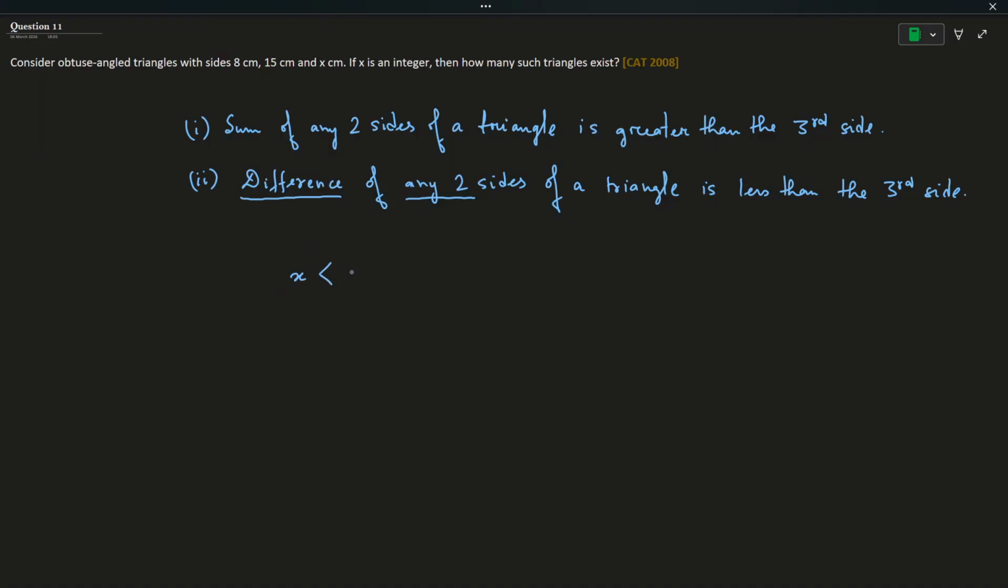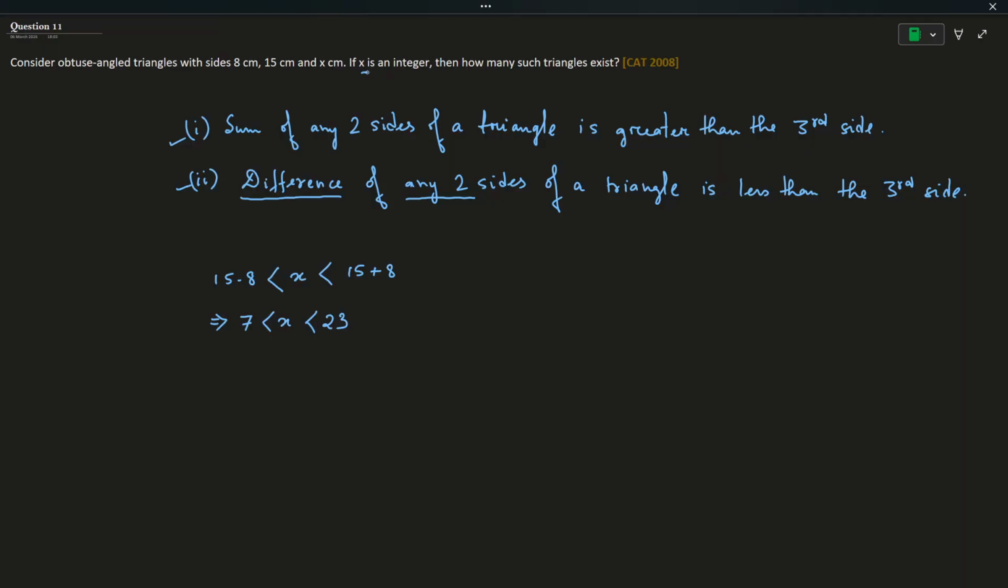So x is the third side, and it is less than the sum of the other two sides, which is 15 plus 8. First property: the sum of any two sides of a triangle is greater than the third side, and the difference of any two sides is less than the third side. I have used property 1 and property 2. So 7 is less than x, and x is less than 23. This is a very important relation we have derived till now.